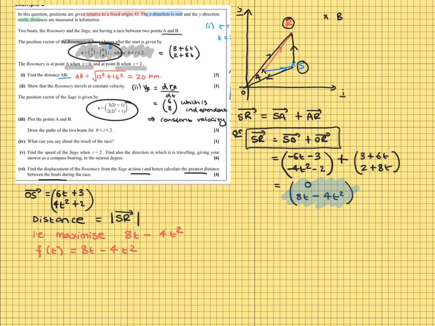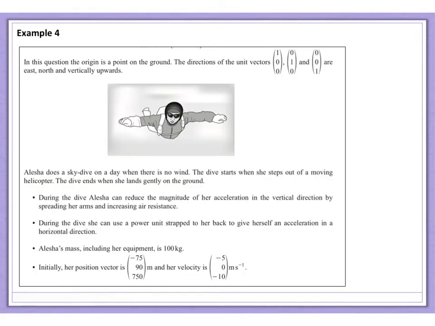Now, if we want to maximise something, differentiation can help us here. So f dash t is 8 minus 8t. Now, at the maximum value, we know that f dash t equals 0, which gives us 8 minus 8t equals 0, which gives us t equals 1 second. So at 1 second, the vector SR, representing the displacement of r from S, is equal to 0, 4, which means that the maximum distance between the boats during the race is the magnitude of this vector, which is 4 kilometres.